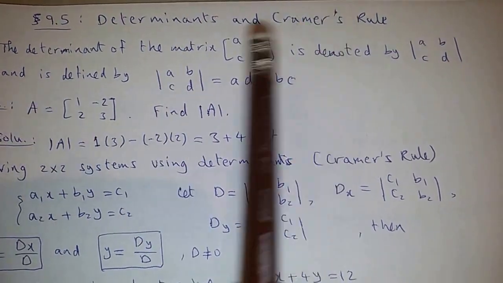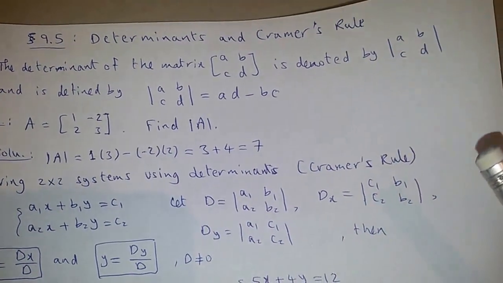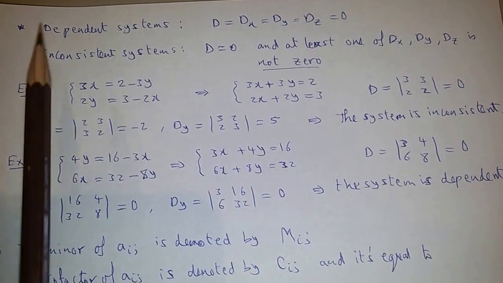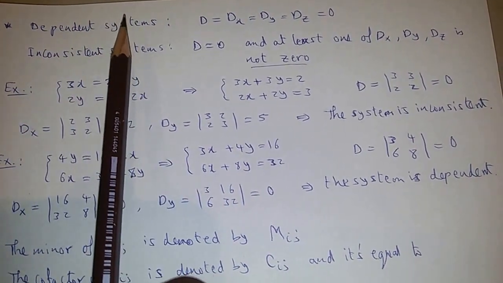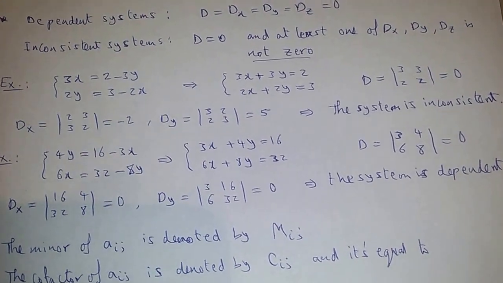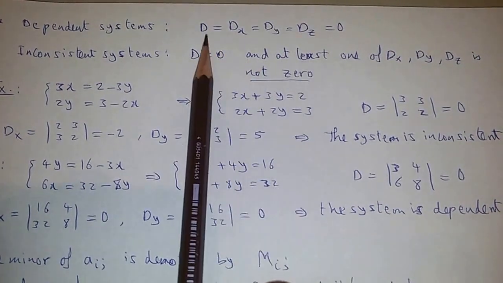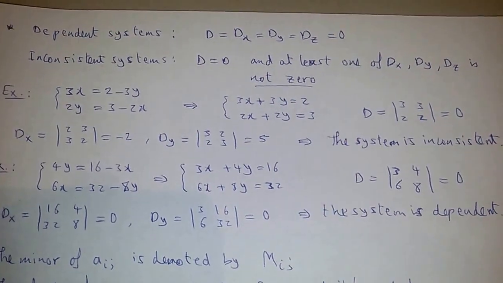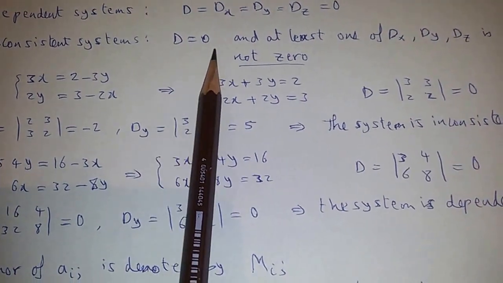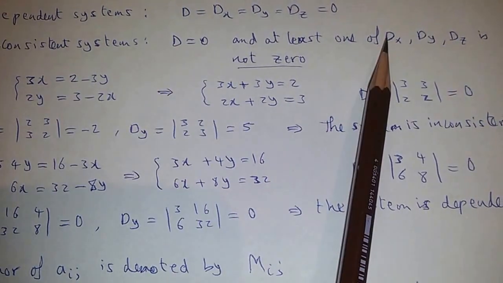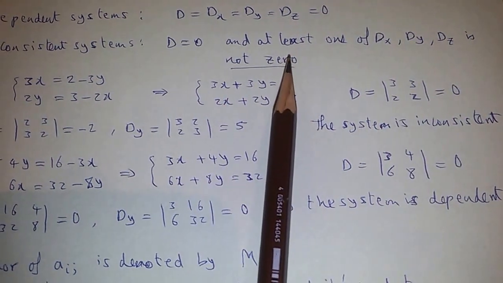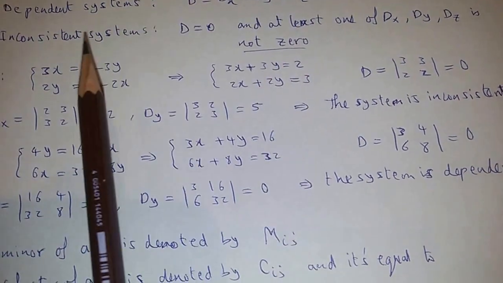I'm going to continue section 9.5 in this video, Determinants and Cramer's rule. And here I'd like to talk about how we use Cramer's rule to figure out whether the system is dependent or inconsistent. So that's the method. If all the determinants are 0, it's a dependent system, and we have infinitely many solutions. But if D is 0, which is in the denominator, and at least one of these is not 0, then it is immediately an inconsistent system.